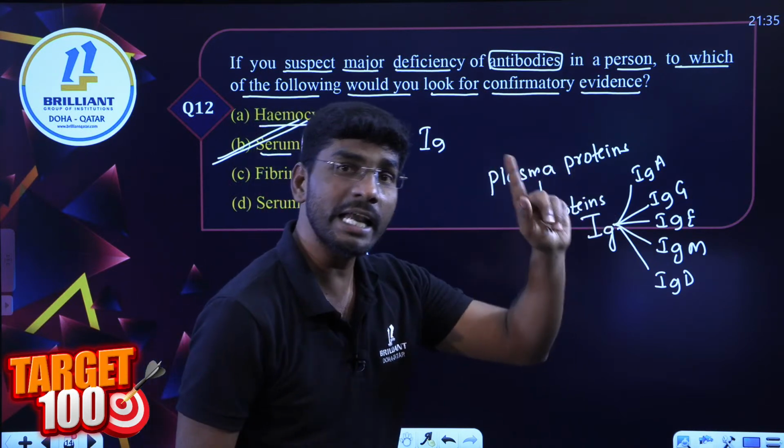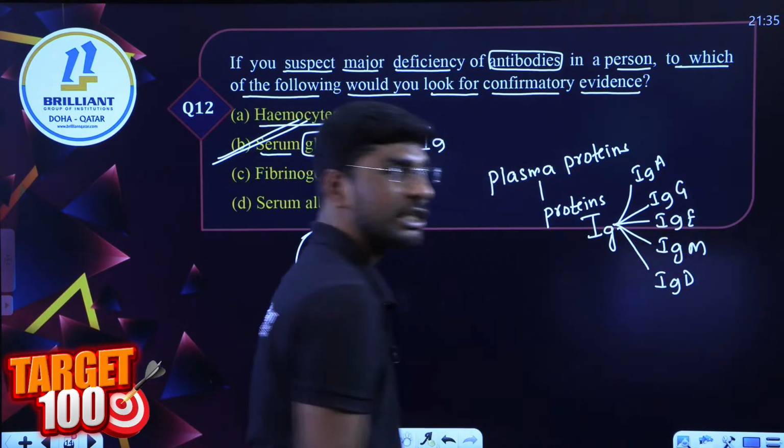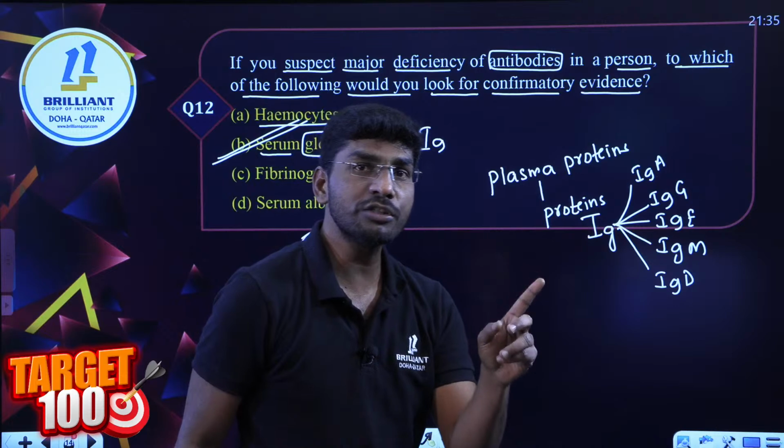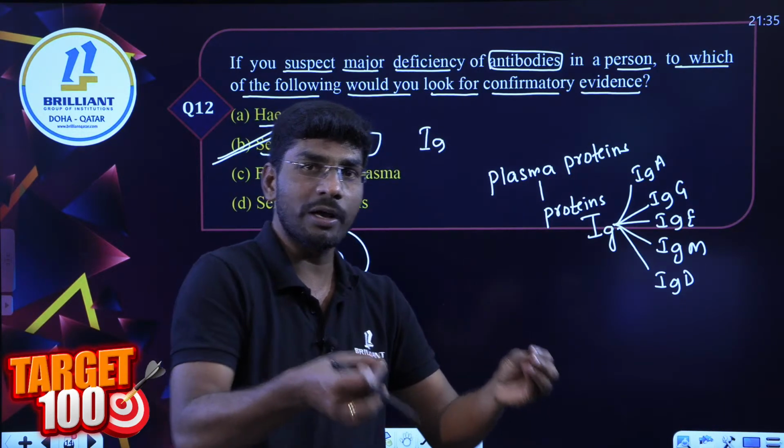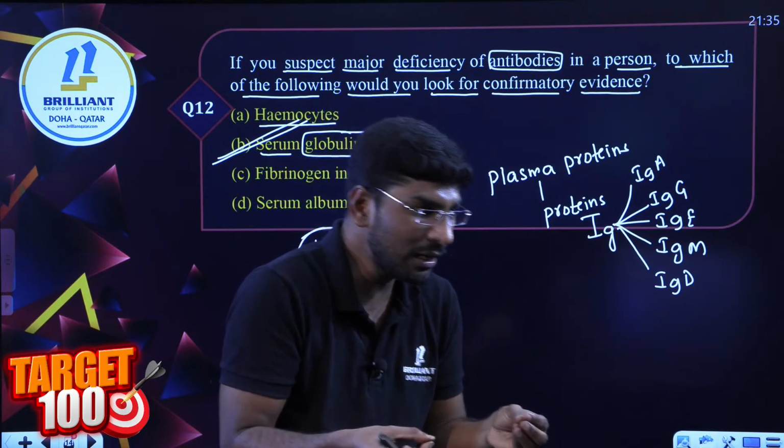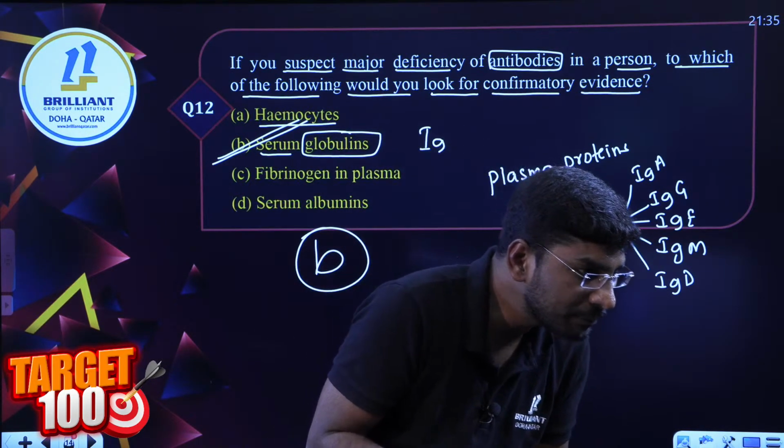Are you with me? Can any one of you tell me, out of these 5, which is present in mother's milk? Colostrum, which of the following immunoglobulins is present? Colostrum, the first, the earliest milk. Which immunoglobulins are there?